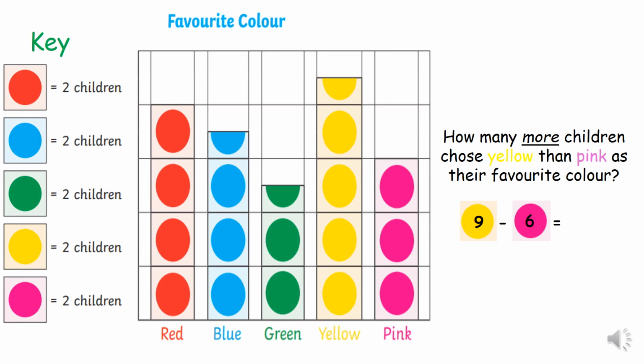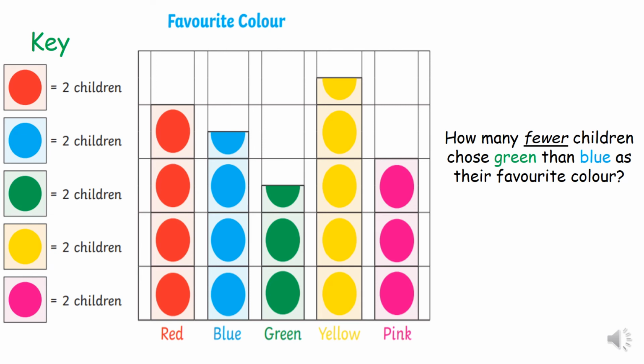So 9 children chose yellow and 6 children chose pink. So my number sentence is 9 take away 6. We're working out the difference. What is 9 take away 6? It's 3. So 3 more children chose yellow as their favourite colour compared to pink.